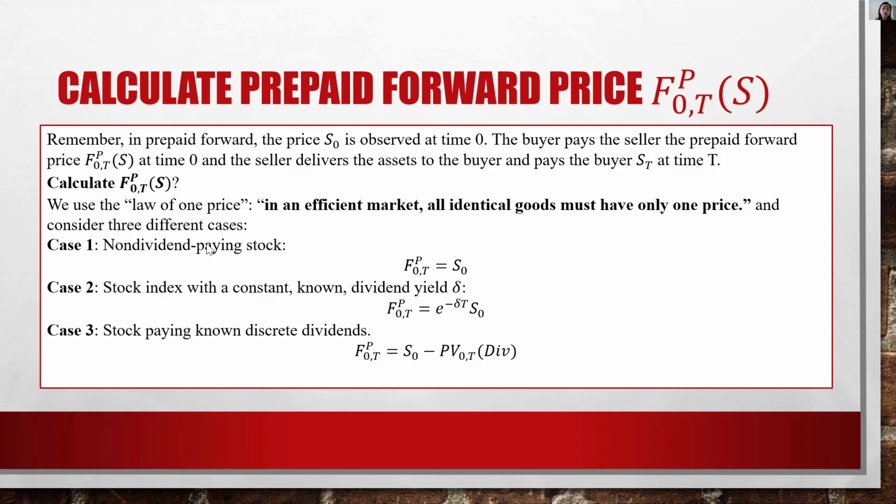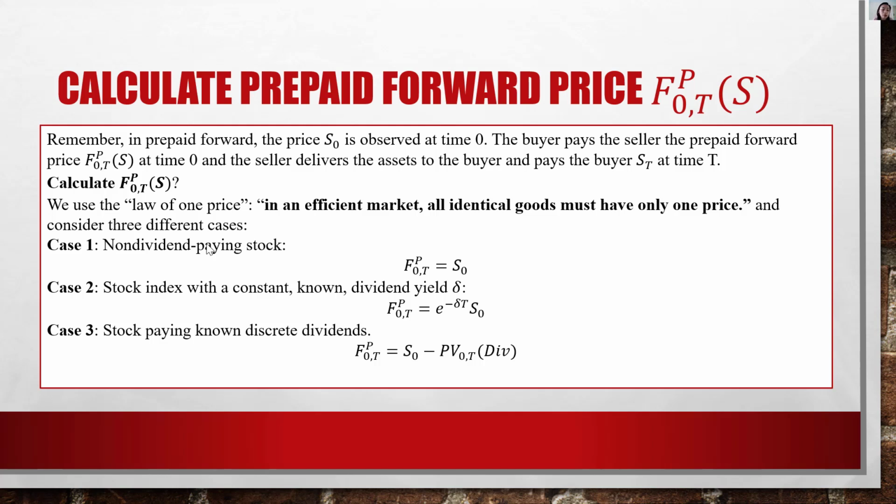In order to calculate this amount, we use the law of one price. The law of one price is: in an efficient market, all identical goods must have the same price. And we consider 3 different cases. The first case, when we have no dividend, that means we buy a stock with no dividend. It's called a non-dividend paying stock. In this case, we get F0T prepaid should be S0.